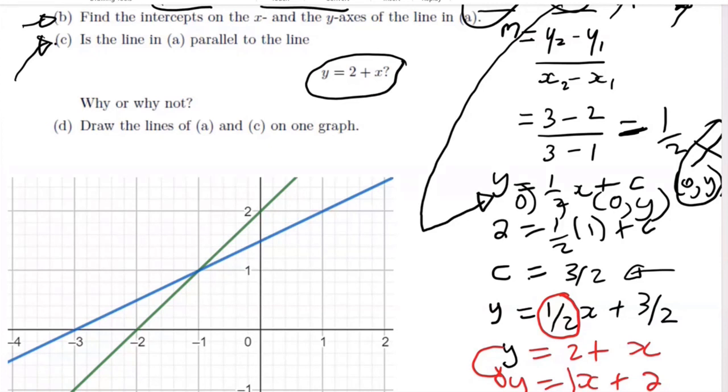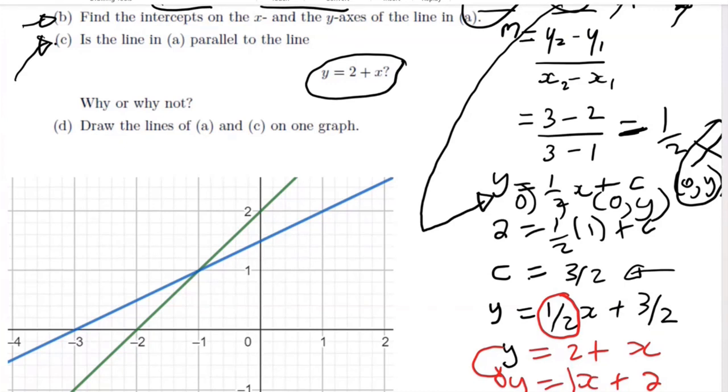So now the question says, draw the lines A and C on one graph. I've tried to draw these, and I haven't drawn them nicely, because I was not using graph paper, but I've used online software so that I can demonstrate.